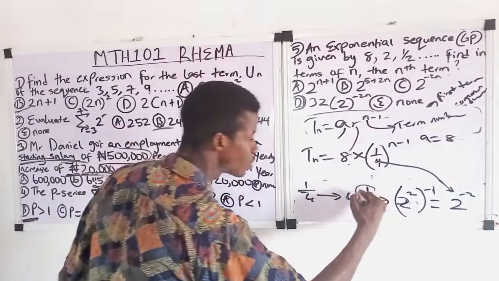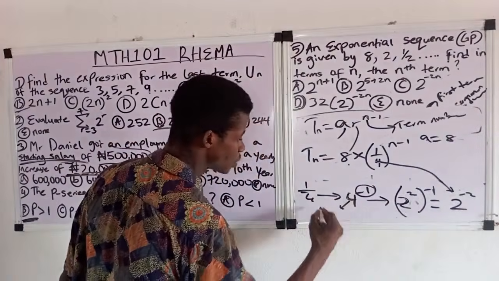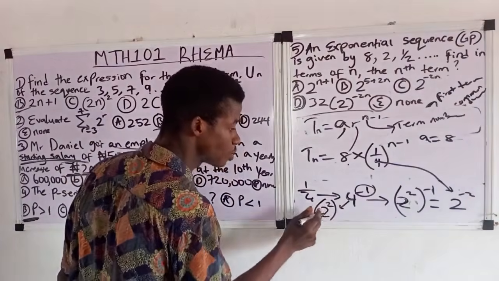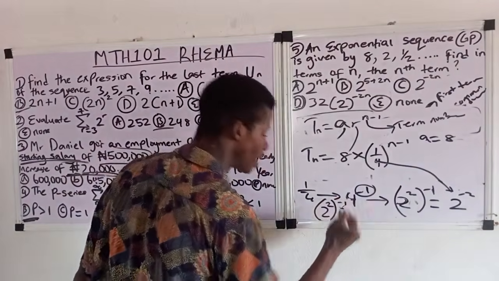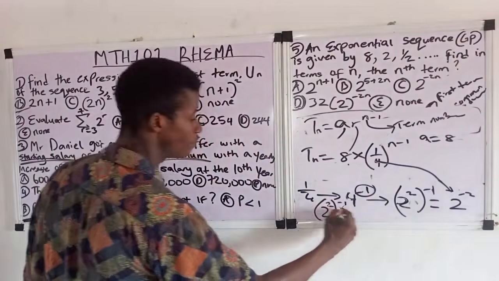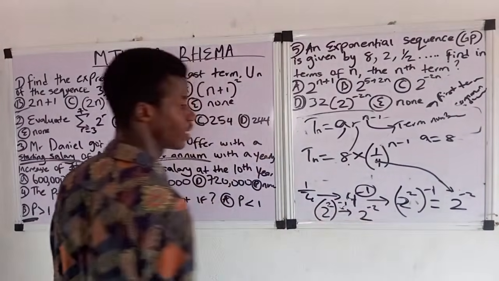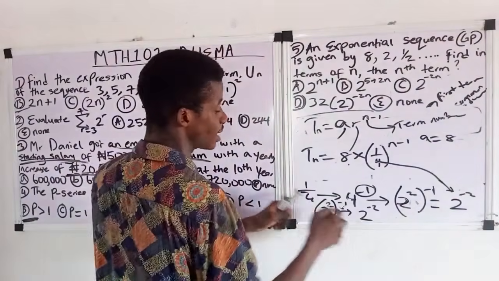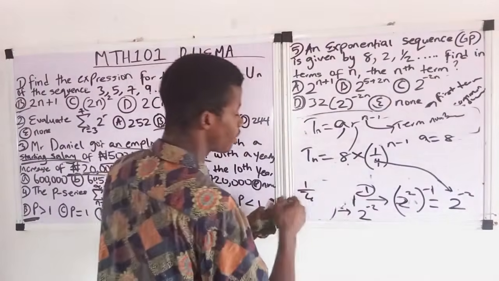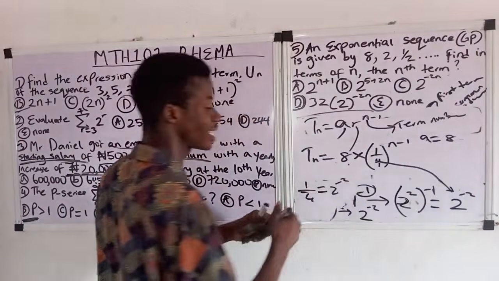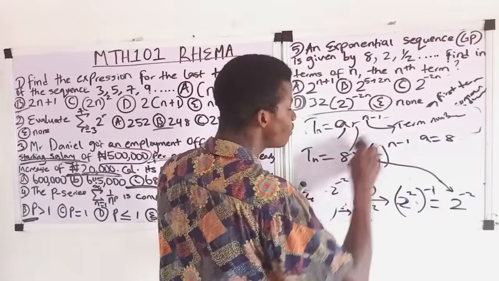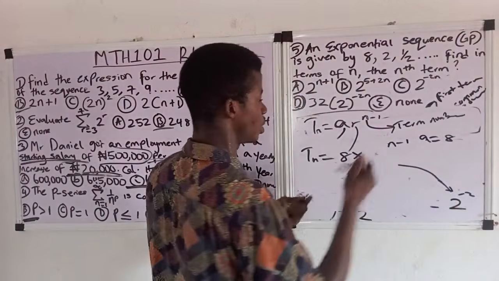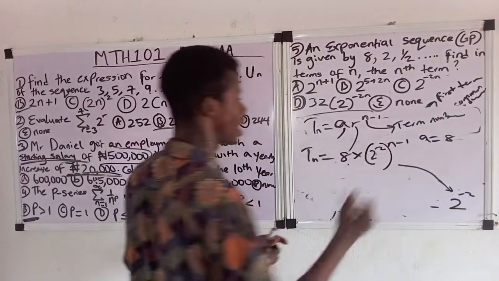Now let's neglect this one first. 4 itself is still the same as 2 raised to power 2, right? Yes. Then don't forget about this raised to power minus 1. Minus 1 times this 2 will give us 2 raised to power minus 2, right? Yes. So that is what we did here. Therefore 1 over 4 is still the same as 2 raised to power minus 2, right? You understand how I did it? So everywhere here we'll put 2 raised to power minus 2, right?